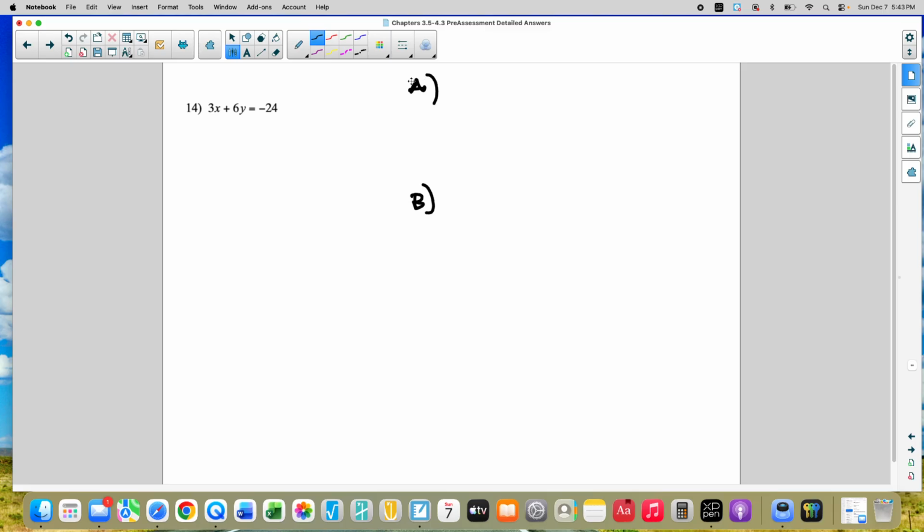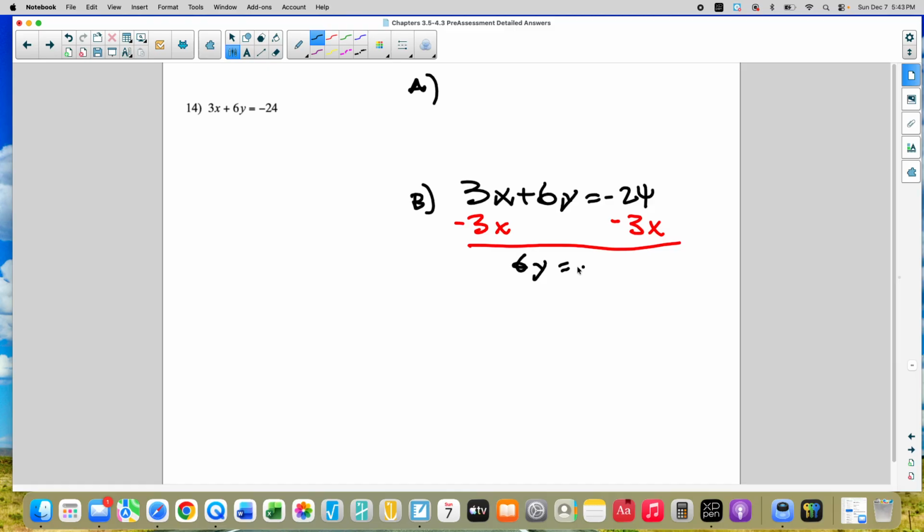And I'm not going to do, well, I can't do point slope, because I can't see the slope and I can't see the point. So I'm going to go immediately to this. We're going to take 3x plus 6y equals -24. And we're going to subtract the 3x because we're going to solve for y to get it in slope-intercept form. 6y equals -3x plus 24. We're going to divide by 6, divide by 6, divide by 6.